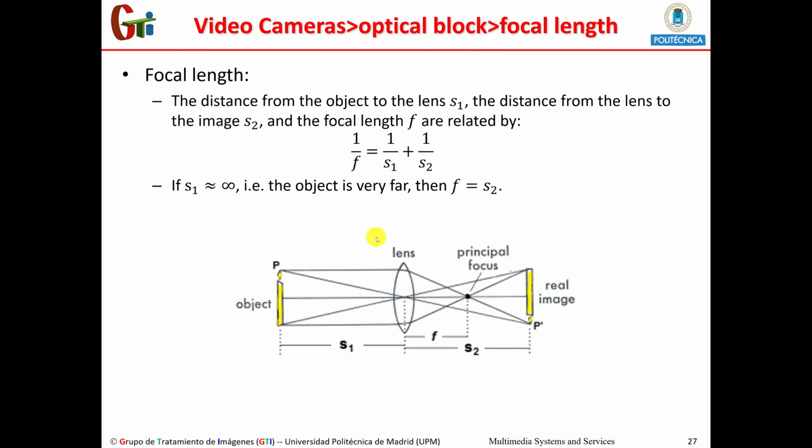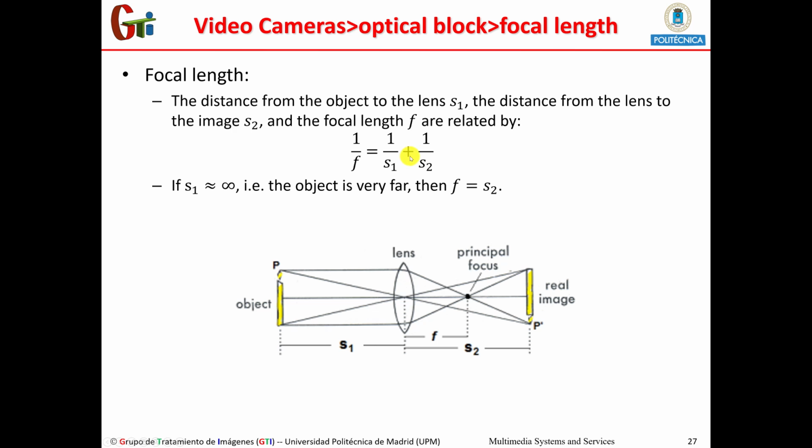The focal length is also used, or can be used mathematically, to relate different dimensions, different distances in the scene and between the scene and the lens. For example, precisely what we are saying is that the distance from the object to the lens can be related with the distance from the lens to the image and the own focal length, that is the distance from the lens to the principal focus, according to this formula.